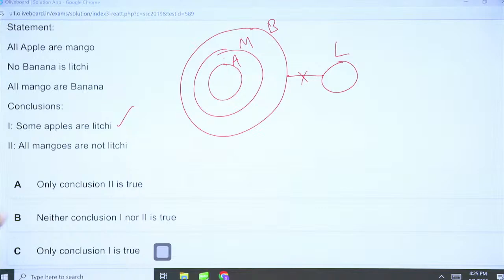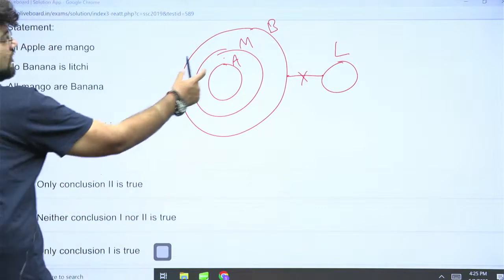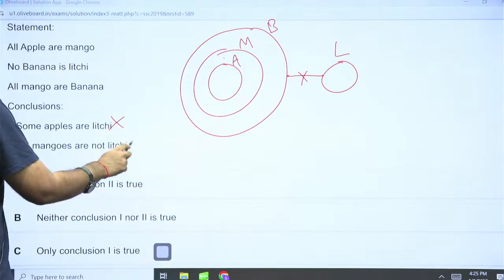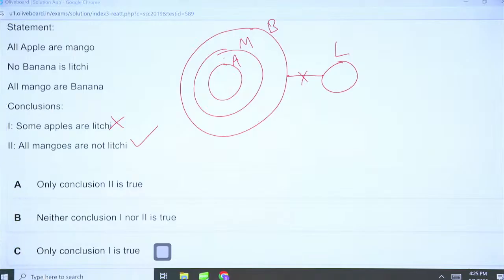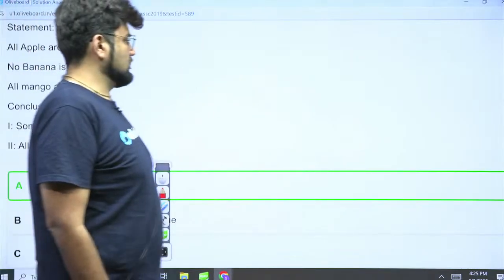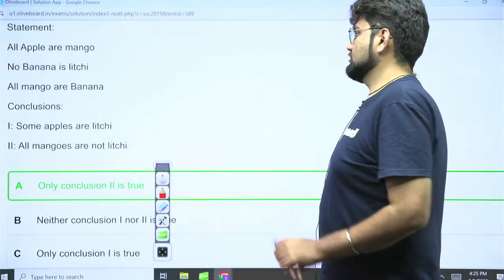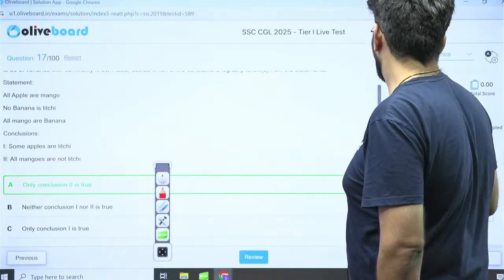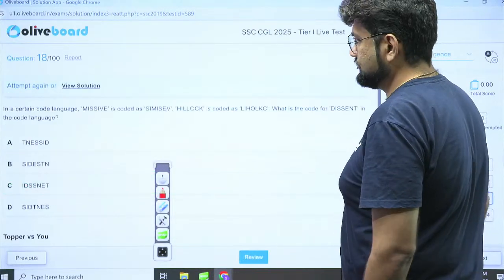Oh, some apples are lychee. What am I even doing? Some apples are lychee. All mangoes are not lychee. So only 2 follows. Only conclusion 2 is true. Option A is the correct answer. Okay. Next.